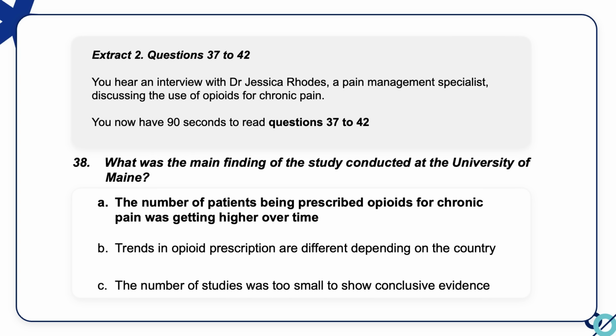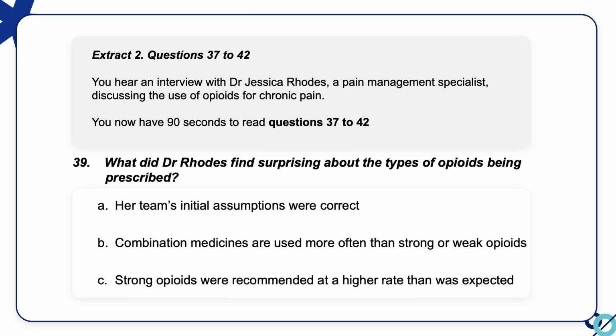She mentions that the results need to be considered with caution regarding other contexts, but she actually concludes the opposite of option B. The trend seems to be global, meaning the trends are likely similar, not different. Question 39. What did Dr. Rhodes find surprising? That strong opioids were recommended at a higher rate than was expected. Answer C. She says what was shocking was that strong opioids are being prescribed quite often, much more frequently than we thought.